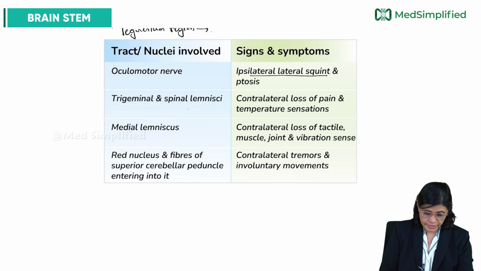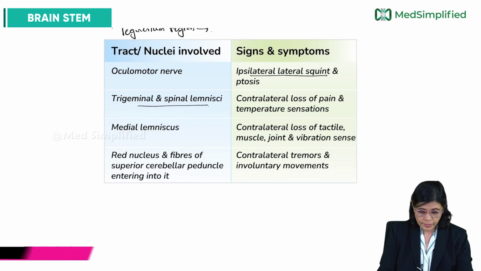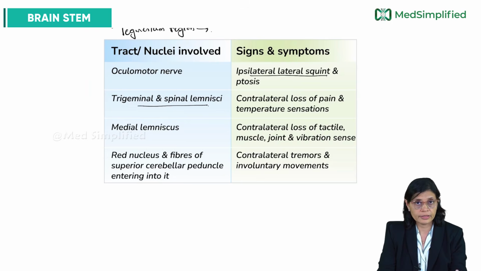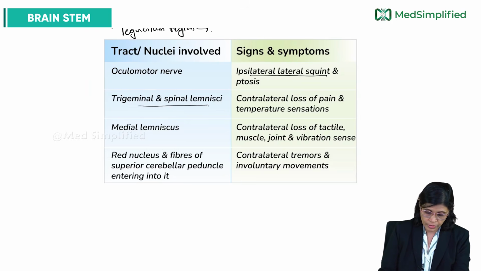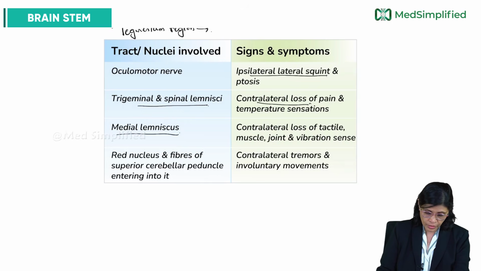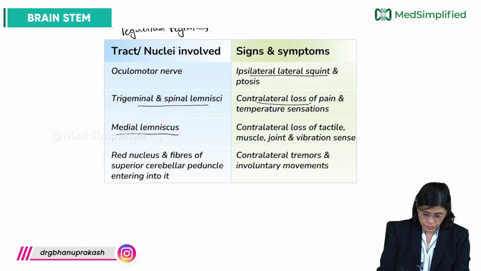Trigeminal and spinal lemniscus. Trigeminal from the face, so there is contralateral loss of pain and temperature sensation from the face, and spinal lemniscus from the contralateral side of the body, the pain and temperature sensations are lost. Medial lemniscus, so two-point discrimination, joint sensation, vibration, movement sensations are lost because of the involvement of the medial lemniscus.